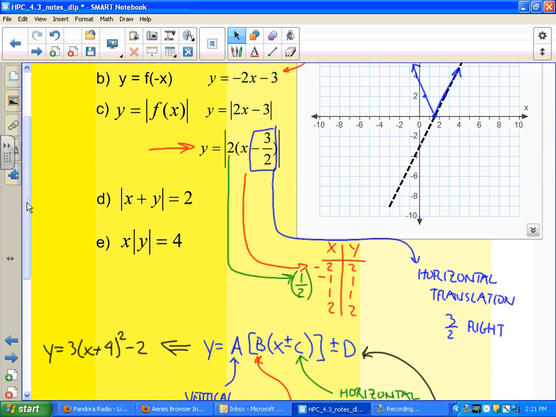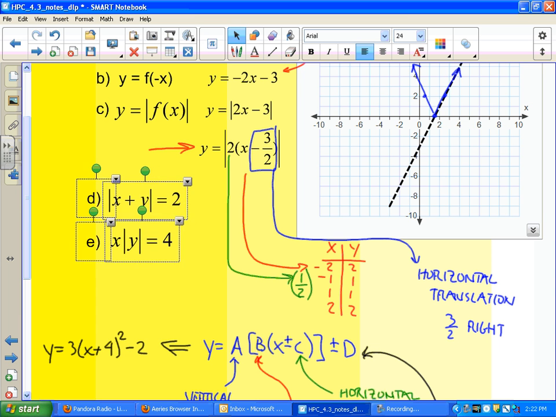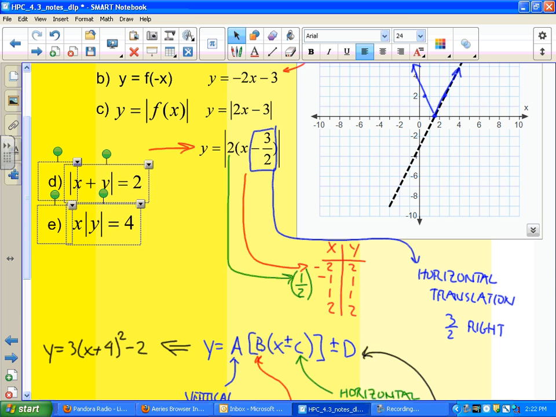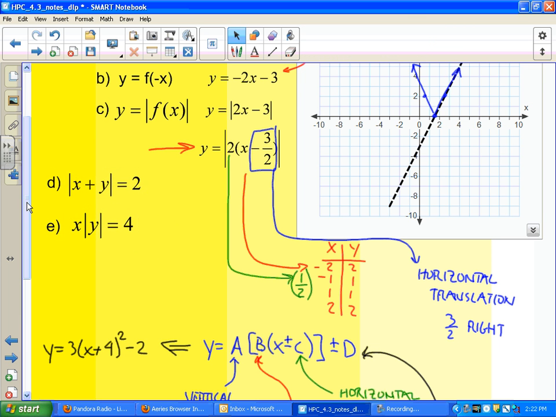Should we do it together? You guys want to try it on your own? Together. All right, we're going to go together. Do I have enough room here? Maybe. Maybe not. Move this over. Maybe we have room. Okay, let's put our table together for D.